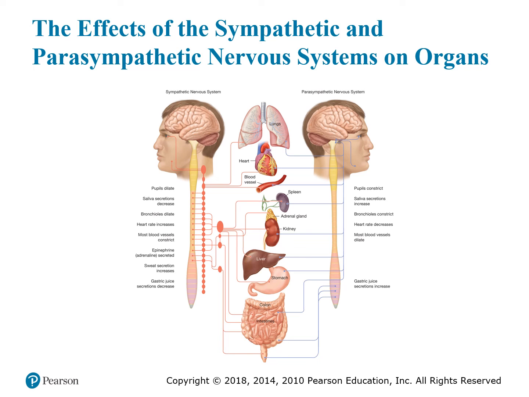So parasympathetic is what's going to bring us back down to baseline. Pupils will constrict, increase saliva production. Our heart rate will slow down, blood vessels will relax. We increase peristalsis and gastric secretions. So that's that rest and digest, where sympathetic is that fight or flight.